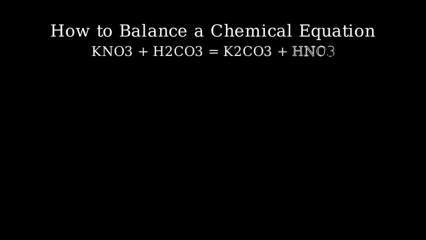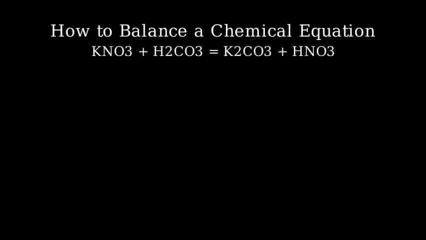Welcome to MathGPT. Today, we'll be learning how to balance a chemical equation step by step to ensure the conservation of mass. We'll be focusing on the reaction between KNO3 and H2CO3 to form K2CO3 and HNO3. Let's get started. Here we have an unbalanced chemical equation.